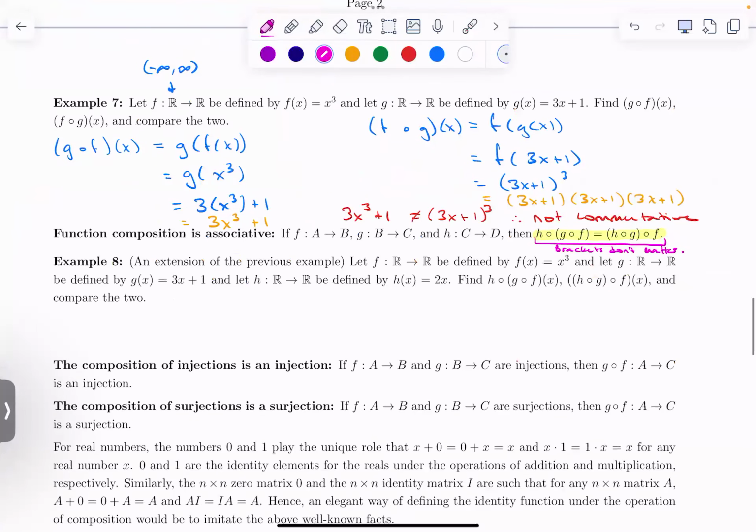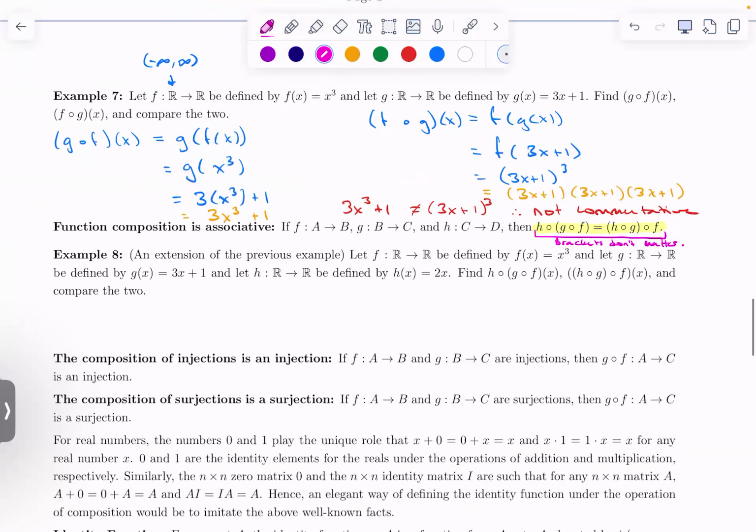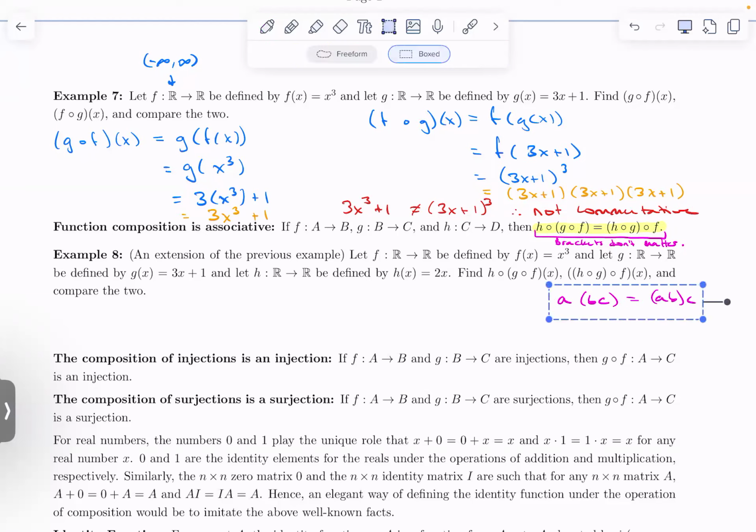It's the same thing as multiplication, right? We're used to seeing things like a times b times c is the same as a times b times c. Right? That's associative. So it's the same.